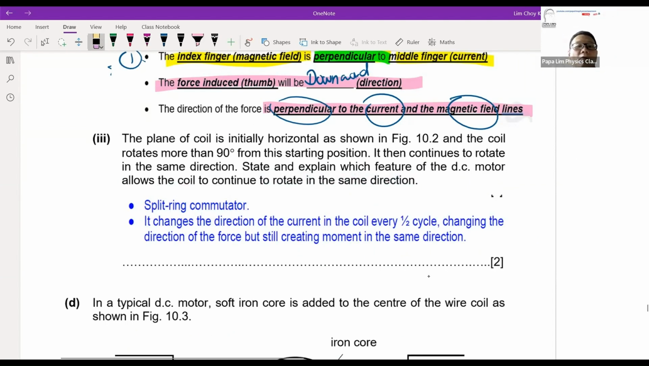Now, for part 3 here, we are looking at explaining the feature that allows the DC motor to turn in the same direction, or what we call 360 degrees, without any hiccups. This is also what we know as the primary function of your split ring commutator. In other words, this question is asking you to explain the function of the split ring commutator. This is a standard question that we always ask students regarding the DC motor. So students, you should be well versed in the parts of the DC motor, for example, the purpose of the split ring commutator, the purpose of a carbon brush, and why we use a carbon brush.